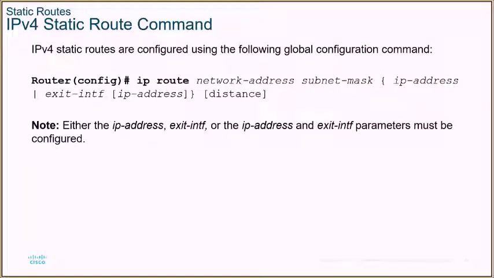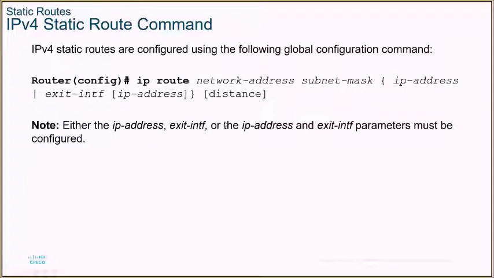Now, for the ip route command for IPv4, the syntax is put here. ip route, of course, is the command, and then you need to specify the network that we're advertising, that is, the destination network. And then we need to tell it what its subnet mask is, and then we need to give it instructions on how to get there. That's either your next hop IP address or exit interface, or both.